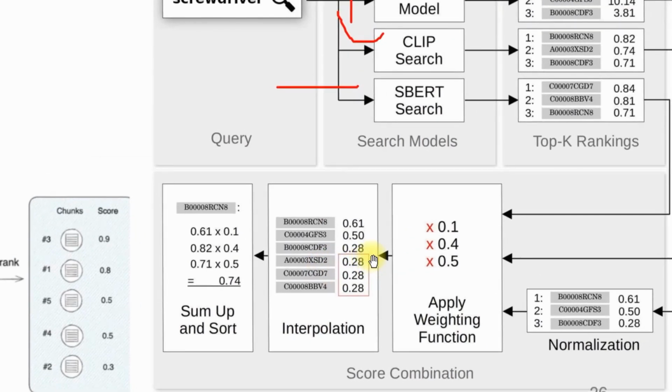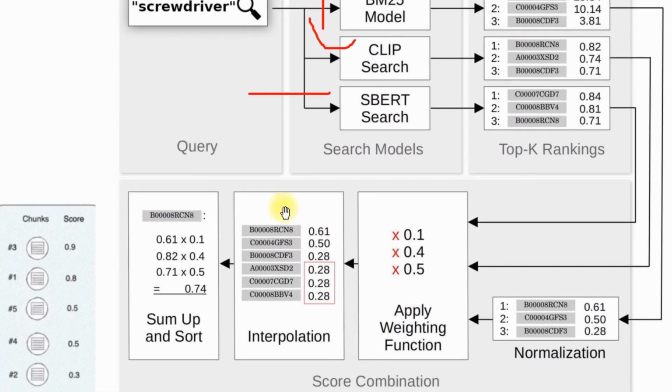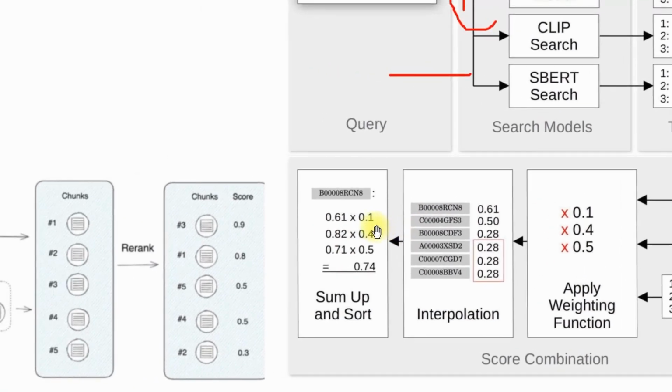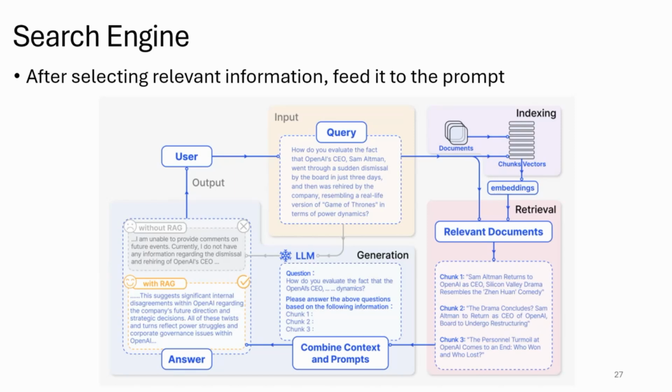0.61 multiplied by 0.1. You can see that the score 0.61 comes from BM25, 0.82 comes from CLIP, and 0.71 comes from S-BERT. Then I multiply each with its weight, and the final score of B008 is 0.74. Finally, I simply sort the result and select the top. That is the way we applied hybrid search in practice. Then after selection, we simply feed it to the prompt. So this is the process with RAG.